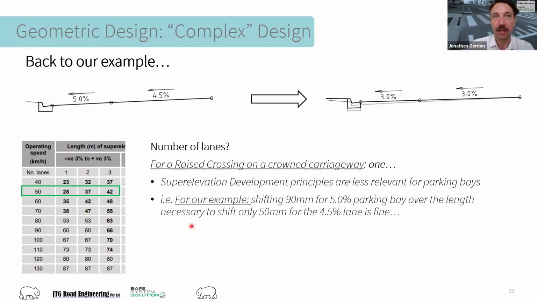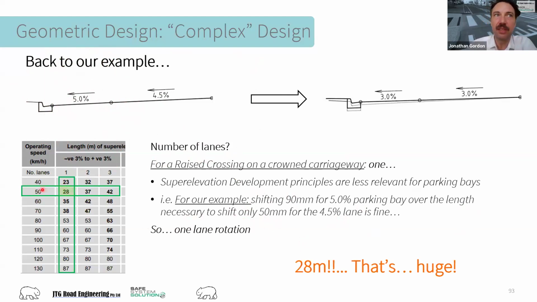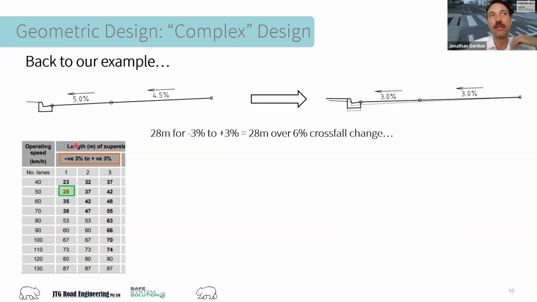So let's say, in that example, I'm saying I don't really mind going up the 91 millimeters for this location at the same rate as required to go up the smaller 50 millimeters here. So 1 lane rotation. And then when we see these combine from 1 lane and 50 kilometers per hour operating speed, that's 28 meters. And you might be thinking, oh my God, that's a lot of pavement. But again, that's over this larger 6% shift.